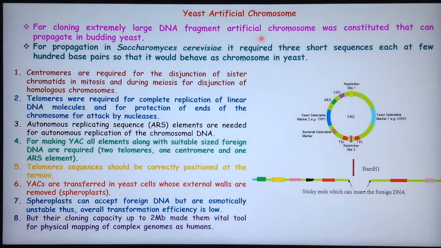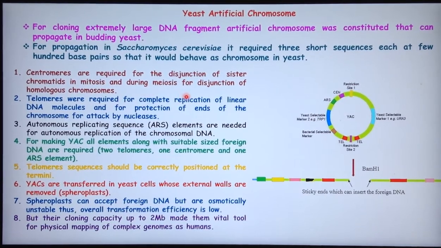Now, yeast artificial chromosomes. For cloning extremely large DNA fragments, artificial chromosomes were used, and for propagation in Saccharomyces cerevisiae it required 3 short sequences, each a few hundred base pairs, so that it would behave as a chromosome in yeast. Centromeres were an essential part. Centromeres were required for disjunction of sister chromatids in mitosis and, during meiosis, for disjunction of homologous chromosomes.